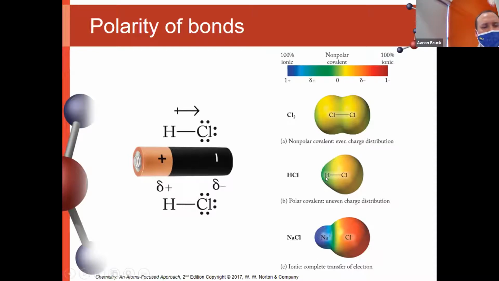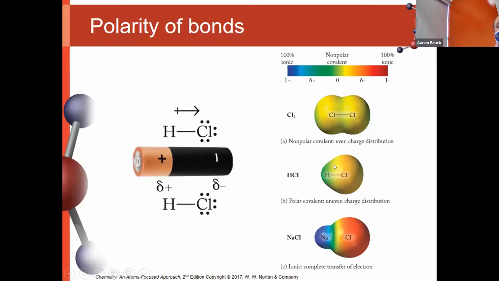In a polar bond, like a hydrogen-chlorine bond here, we're going to see that there is an uneven charge distribution. The side that has a hydrogen with the lower electronegativity is cooler than the side with the chlorine that has the higher electronegativity, which has a warmer color.